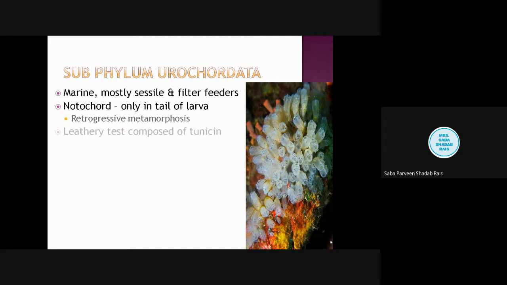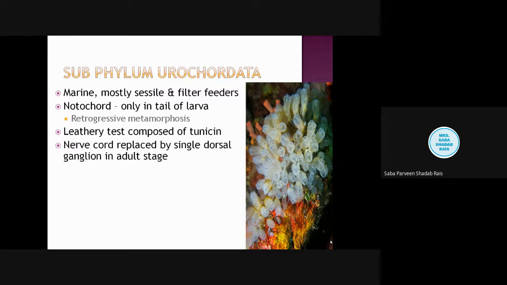Now, when we talk about tunicates, their body has a complete cover, and this cover is made up of tunicin. Tunicin is nothing but a cellulose-like material, and this sheet is also called the tunic sheet. It encloses the body. That's why they are also called tunicates.